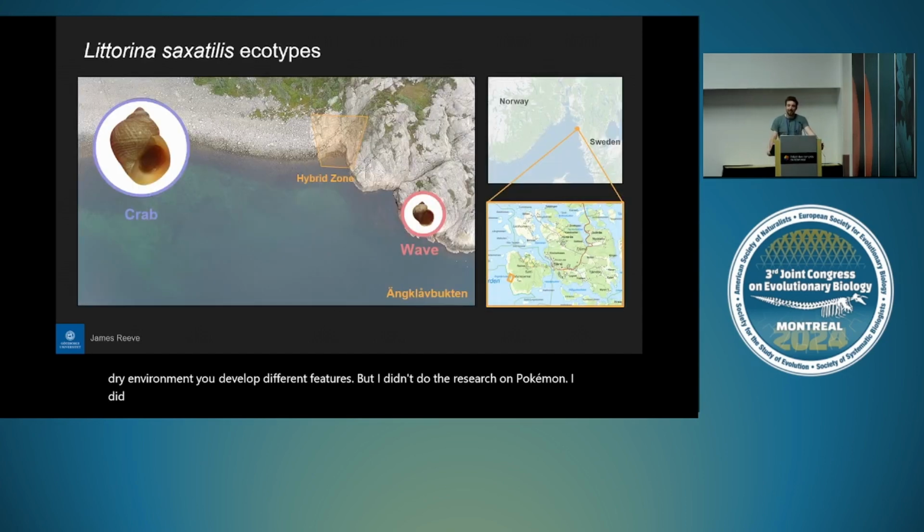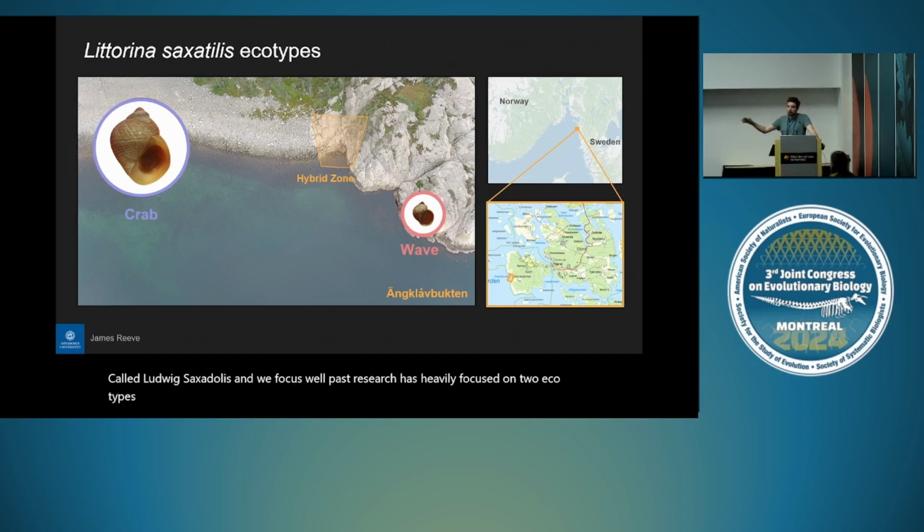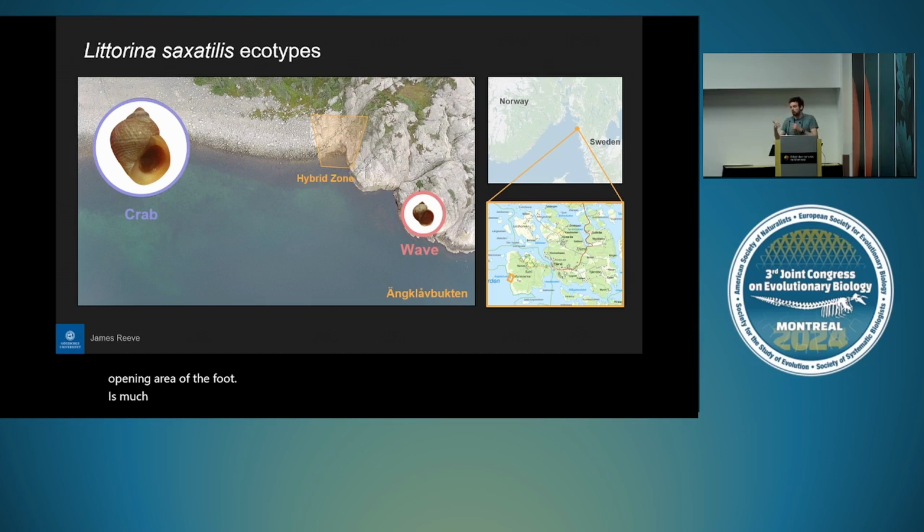I did the research on a sea snail that you find in the Atlantic called Littorina saxatilis. And past research has heavily focused on two ecotypes that you see along this transition zone between boulder fields, where you get this larger snail with a thick shell that's adapted to resist predation from shore crabs. And then on these rocky headlands, you get this wave ecotype, which has a much smaller size, but the opening area of the foot is much larger relative to the body size. And this allows it to attach onto the substrate and avoid getting washed away in storms.